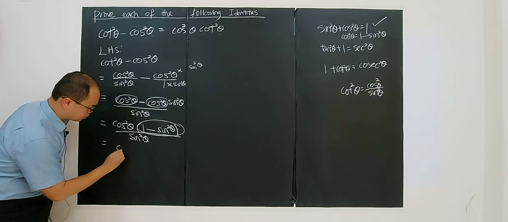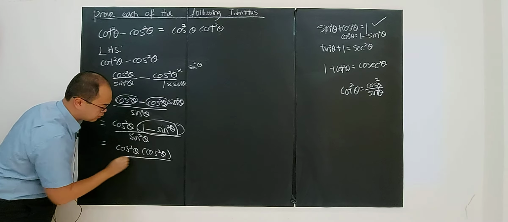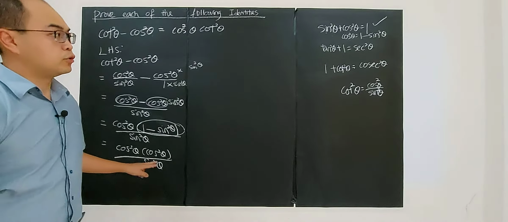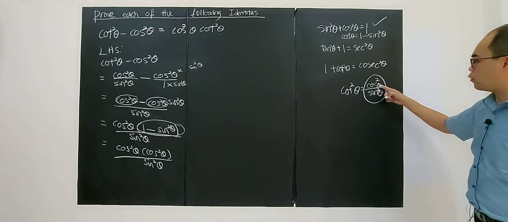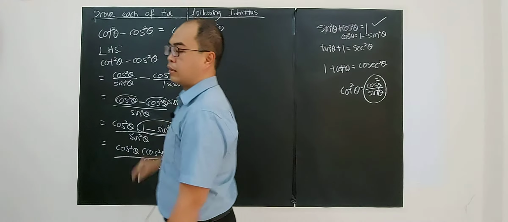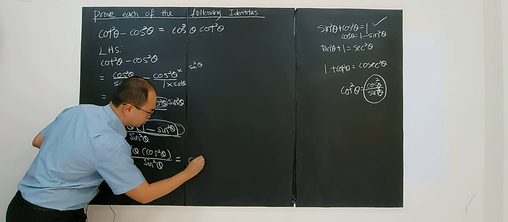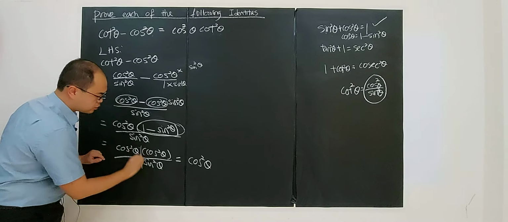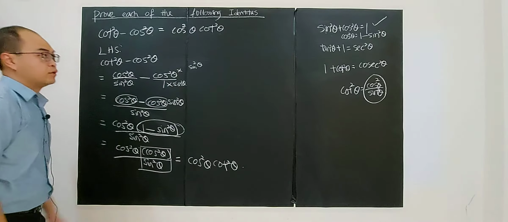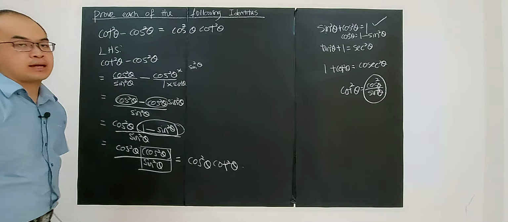So I rewrite this whole thing as cos square theta, and this one also turns out to be cos square theta over sin square theta. You know that cos square over sin square is cotangent square theta. Then you can see you have proved what you want. It is written as cos square theta times cotangent square theta. With the help of the Pythagorean identity, I have proved that the left hand side and the right hand side are the same.